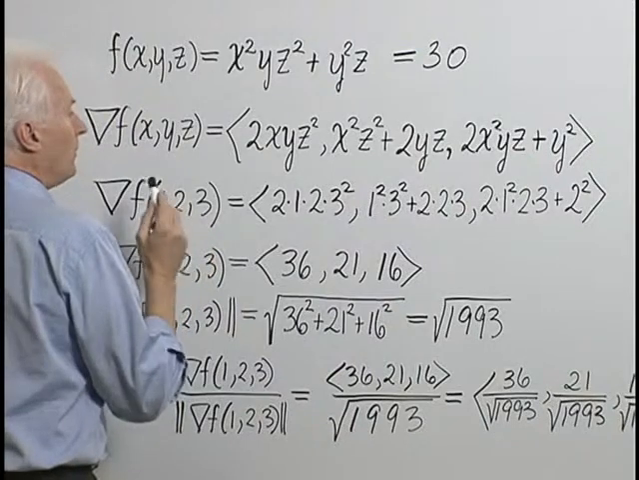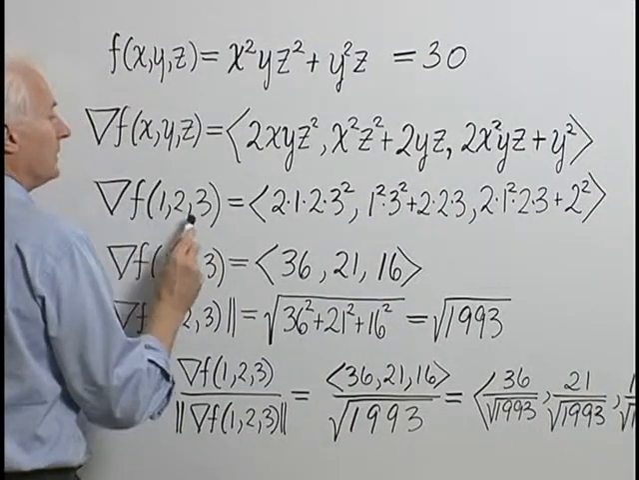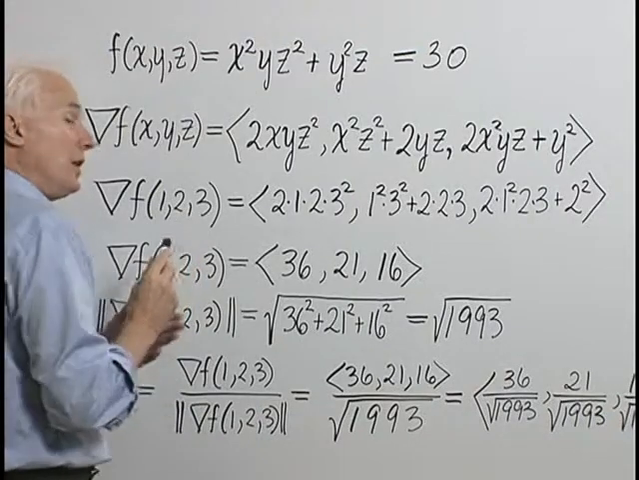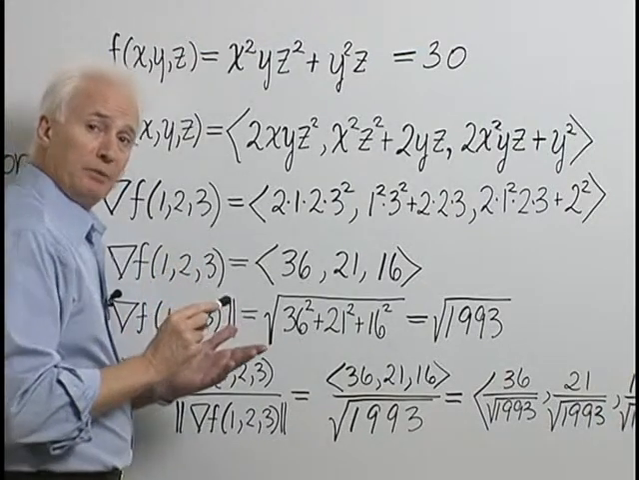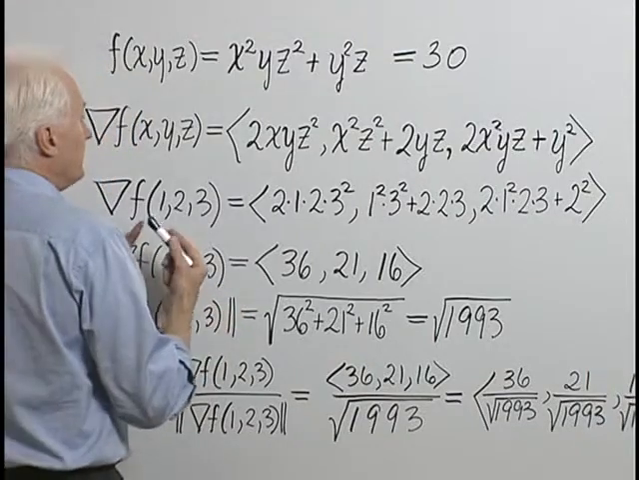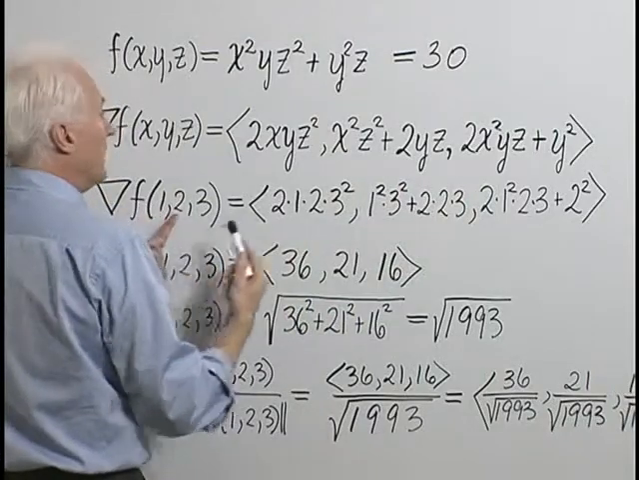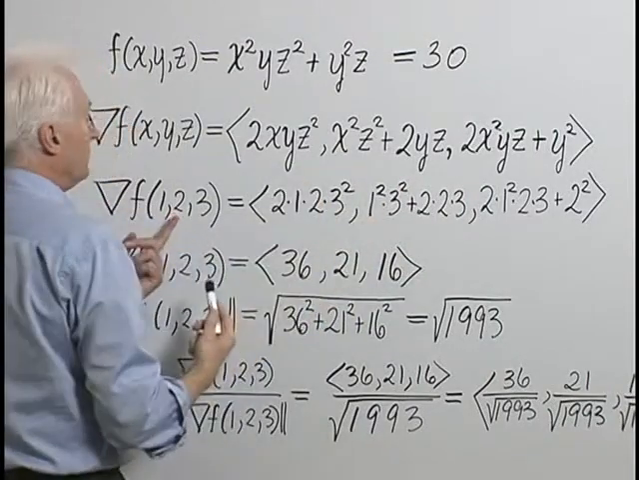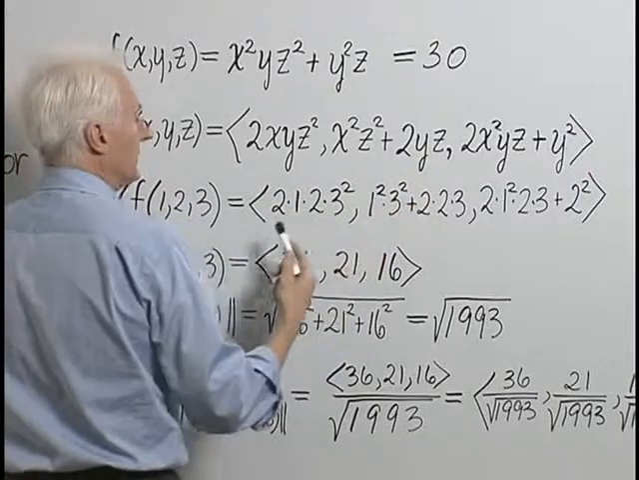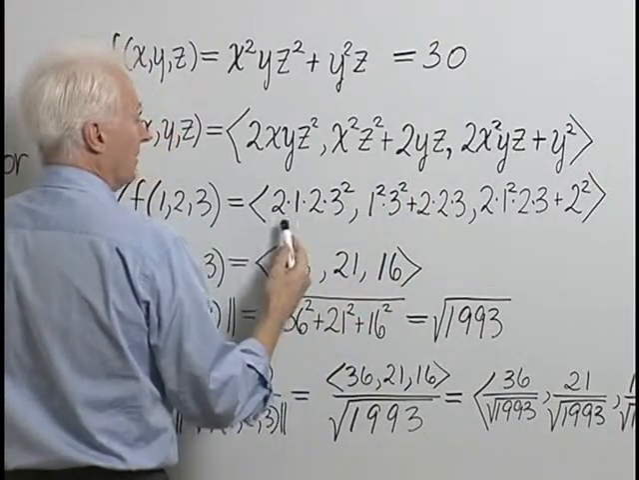So what we want to do is evaluate this gradient at the point (1, 2, 3), because we know that gradient vector is perpendicular to the surface at that point. That means everywhere I have an x in this expression, I replace it by 1. Everywhere I have a y, I replace it with 2. Everywhere I have a z, I replace it with 3. And there's the result of doing that, which is easy to do.